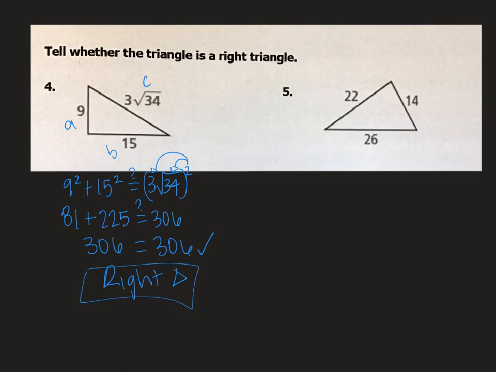I would encourage you to pause the video now and try number 5 on your own. We're doing the same thing. Your two smaller sides are A and B. Your bigger side is going to be C, and you're just determining, is that going to be equal to each other? Are both sides of the equation going to be the same value?